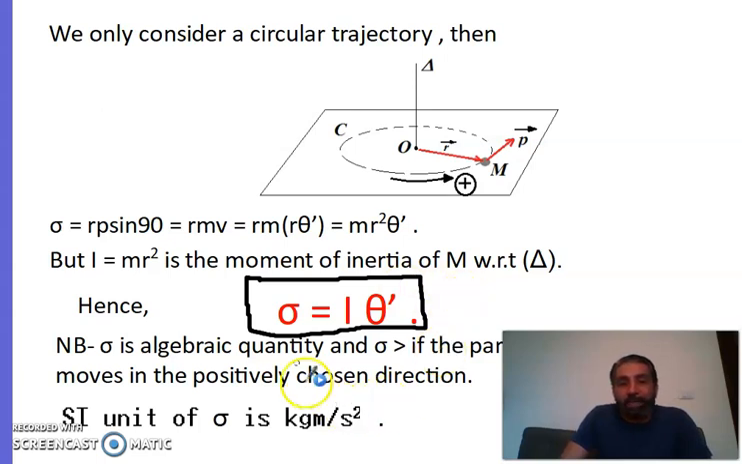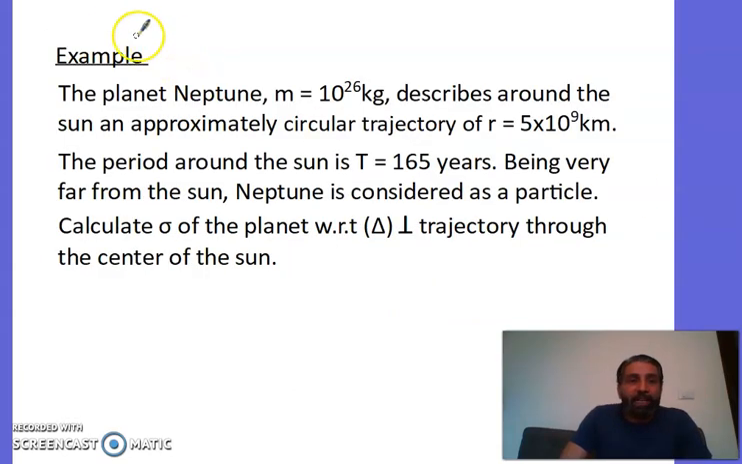And also this sigma, as I said, could be a positive number or a negative number, depending on whether the particle is moving in the previously chosen direction or opposite to this positive direction, okay? And also the SI unit of sigma is kilogram meter squared per second. Clear? Kilogram meter squared per second due to this rule. We also solved an example about how to apply the rule of angular momentum to a single particle.